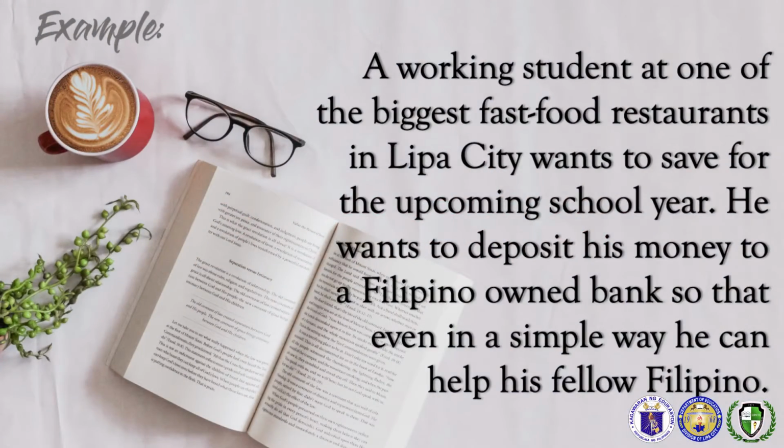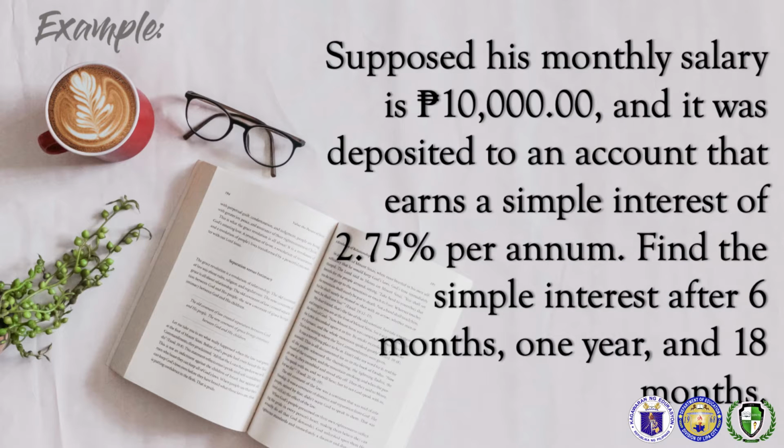Example number 1. A working student at one of the biggest fast food restaurants in Lipa City wants to save for the upcoming school year. He wants to deposit his money to a Filipino-owned bank so that even in a simple way, he can help his fellow Filipino. Suppose his monthly salary is 10,000 pesos and it was deposited to an account that earns a simple interest of 2.75% per annum. Find the simple interest after 6 months, 1 year, and 18 months.